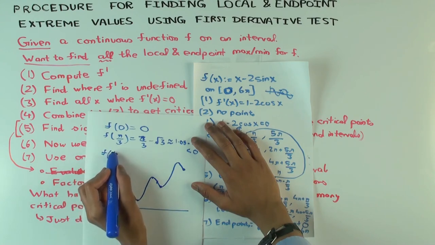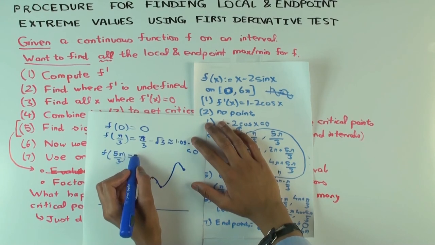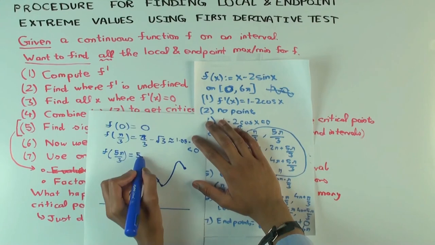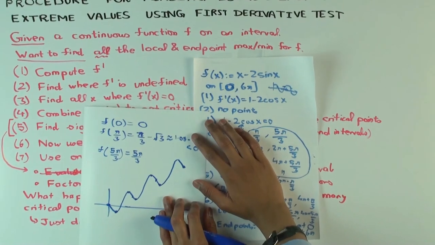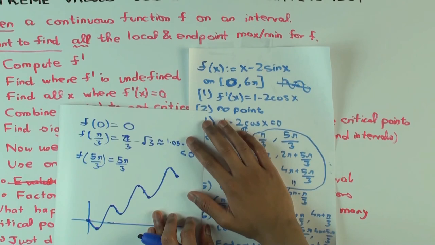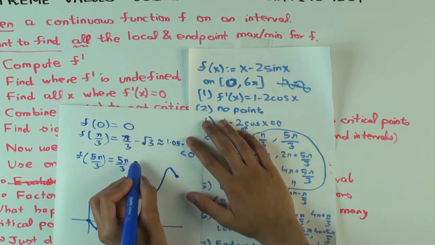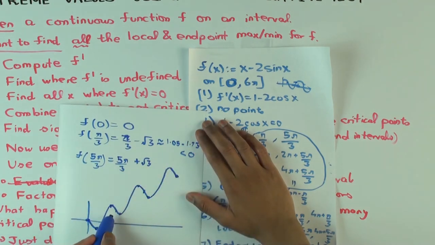The next is the local max at 5 pi over 3. What's that? That will be 5 pi over 3 minus 2 sine 5 pi over 3. What's sine 5 pi over 3? That's negative square root 3 over 2. So when you put in minus 2 times that, what will you get? Plus square root 3. That's much bigger than this, right? So it's come up quite a bit.